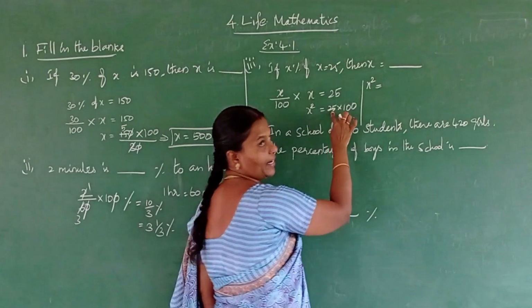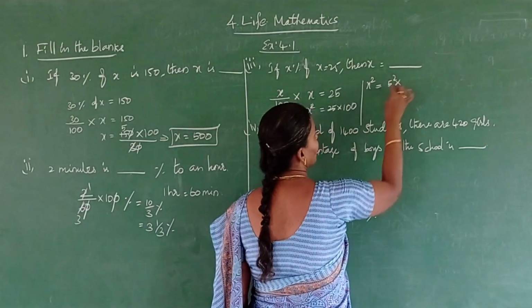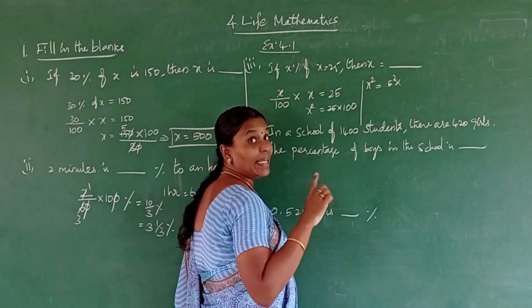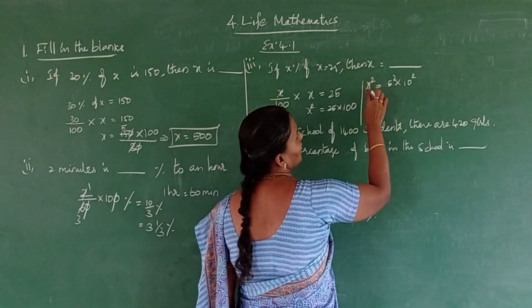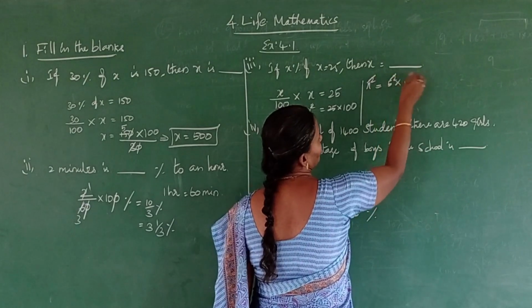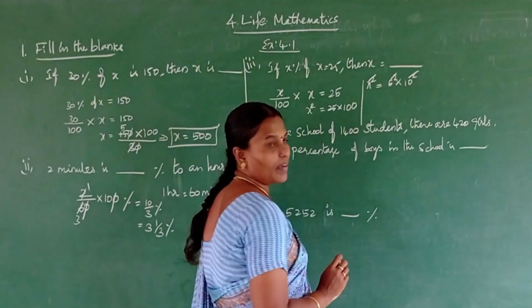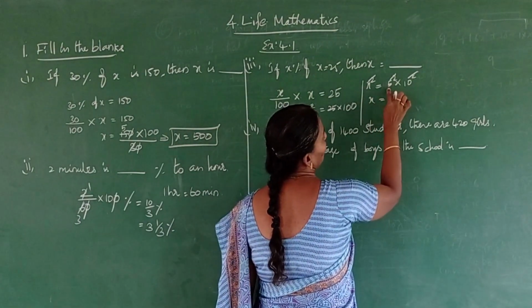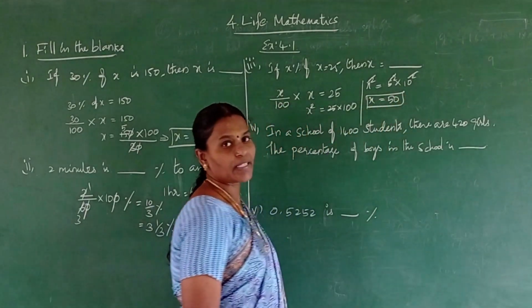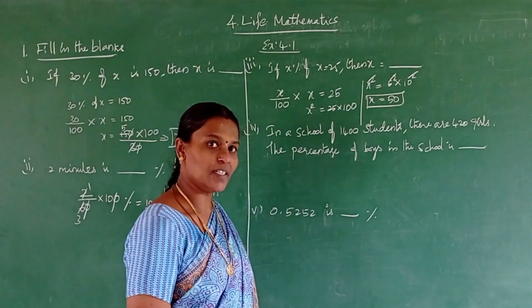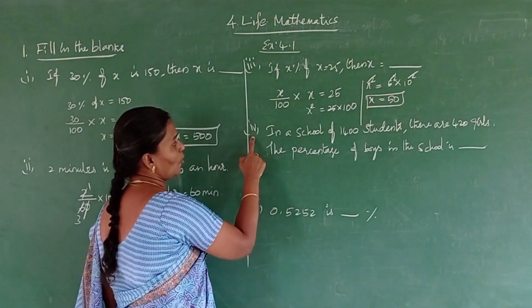Okay. So see here x square is equal to 25 into 100. We can write 5 square. Then 100 we can write 10 square. So see here this left side right side squares must cancel. Okay. So x is equal to 5 tens or 50. So what is the value of x? So x is equal to 50. Understood children? Good. So now see the fourth question.